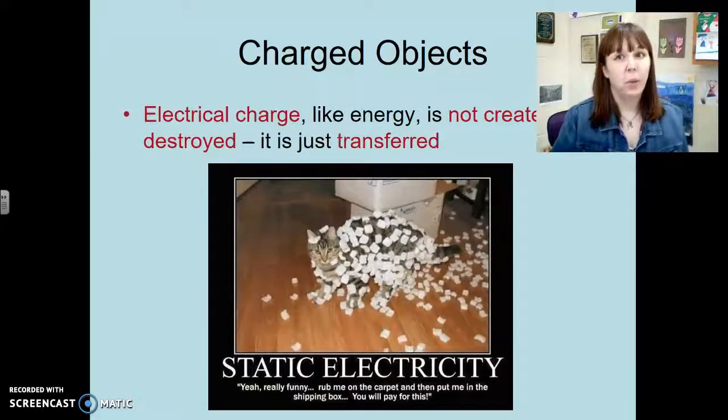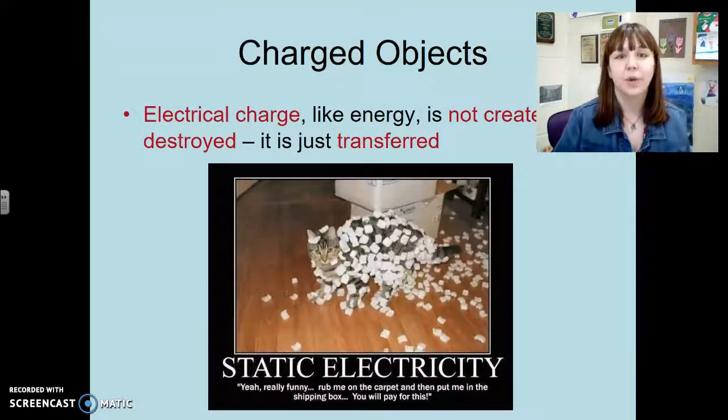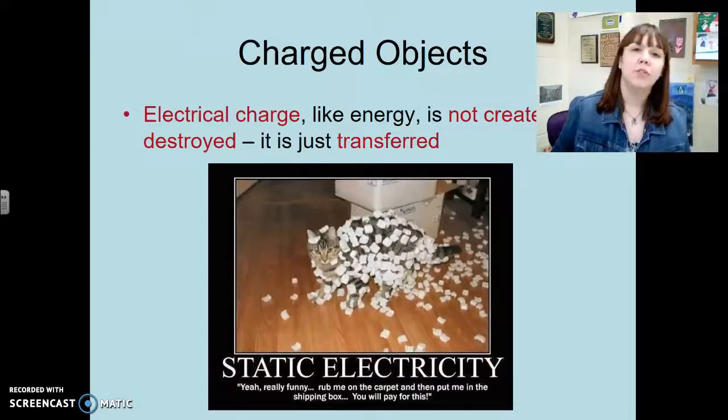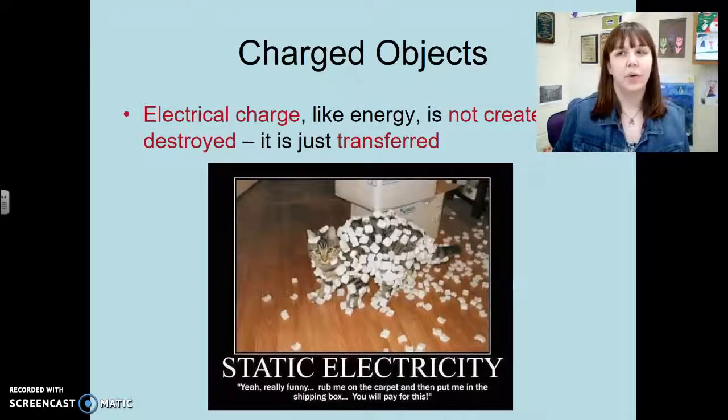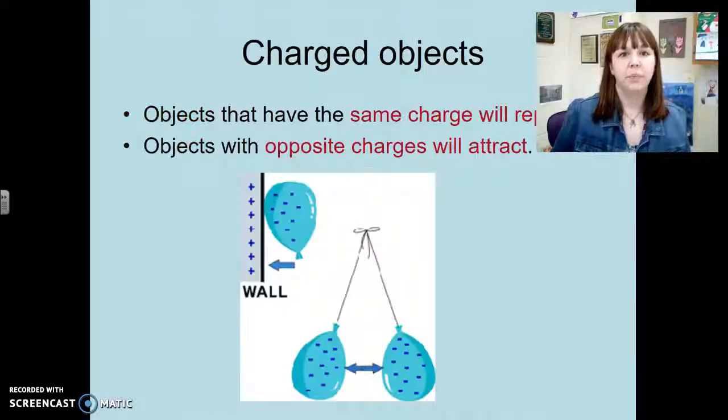Now, no matter whether we're losing or gaining, it's important to remember that electrical charge, just like energy that we've been talking about for so long, is neither created nor destroyed. It just transfers from one location to the other. So it has to come from somewhere and it has to go somewhere, but it can be transferred from one place to another or from one object to another.